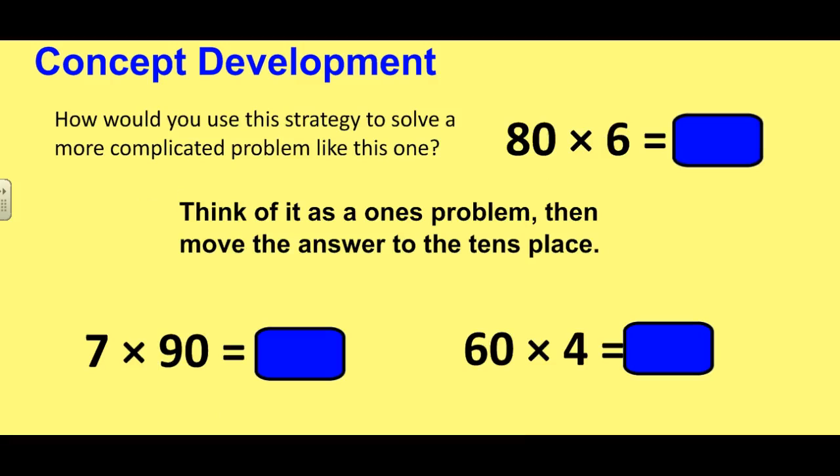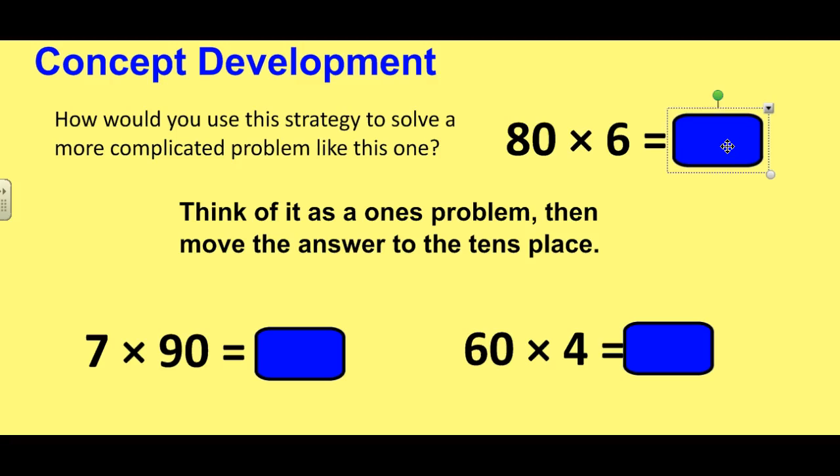Okay, now you're going to work on 80 times 6, 7 times 90, and 60 times 4. And we're going to use the strategies that you just learned to do this. So I'm going to let you choose a strategy, either with the place value disk or with using the place value chart. And I want you to go ahead and solve 7 times 90 and 60 times 4 and 80 times 6. And when you're ready to check your answers, you can push play.